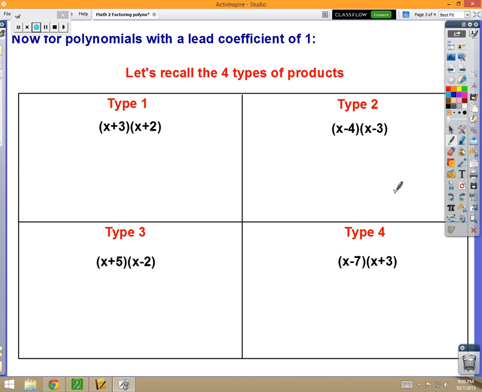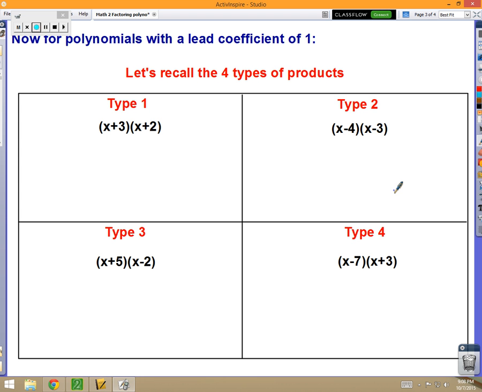Okay. Now, the next type. Here we go. We have been doing a lot of multiplication, so let's times these through. There's 3 types, and there's 4 types. So type 1 is where it's plus and plus. So if you times, you get x squared. If you times x by 2, you get 2x. If you times 3 to x, you get 3x. If you times 3 to 2, you get 6. If you combine your terms, you get x squared. 2x plus 3x is 5x, and then plus 6.